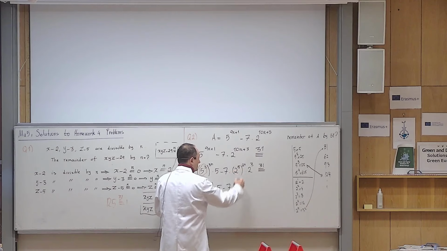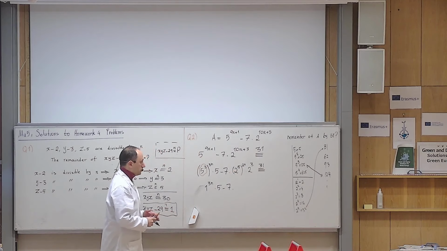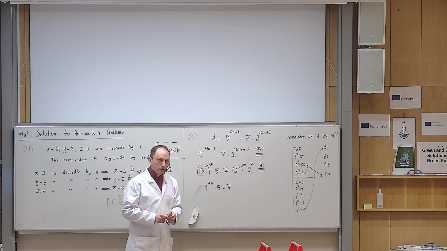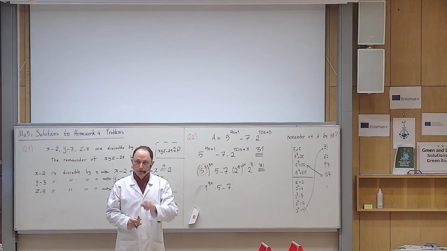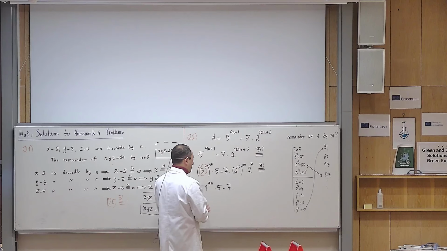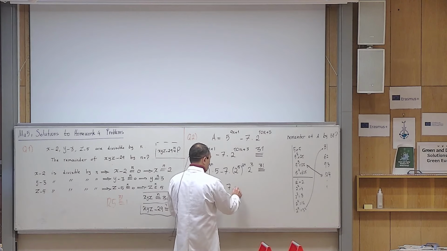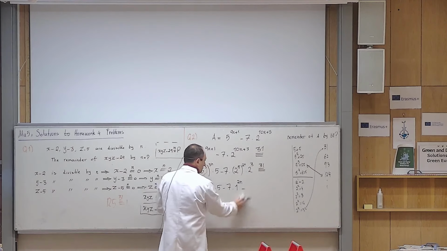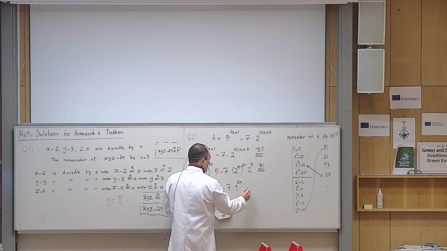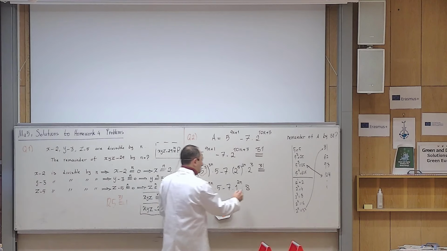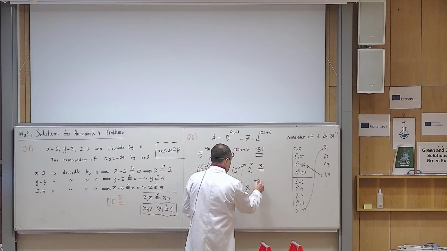What can I write instead of 2 to power 5? 2 to power 5 is 32. I can write 1 again because 32 minus 1 is 31 and 31 is divisible by 31. So again, I write 1 here. But to the power of 2n, multiplied by 2 to the power of 3, which is 8. And then I can simplify this. So it was not a hard problem.